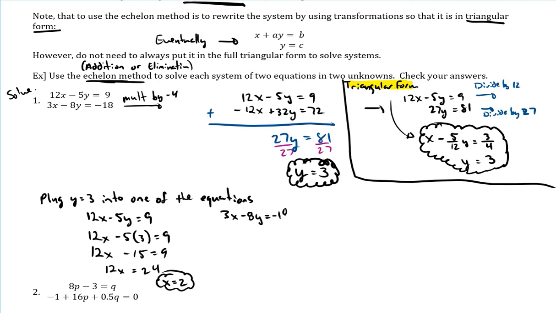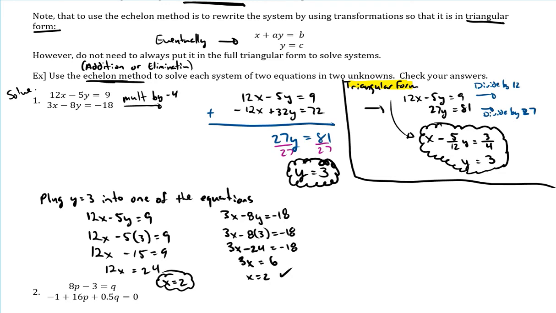Just to show that it works in the other equation, if we were to do 3x minus 8y equals negative 18, plugging 3 in for y, so 3x minus 8 times 3 equals negative 18. We'll quickly finish this one off. So 3x minus 24 equals negative 18. Adding the 24 over would give us 3x equals 6. Dividing by 3, x equals 2.